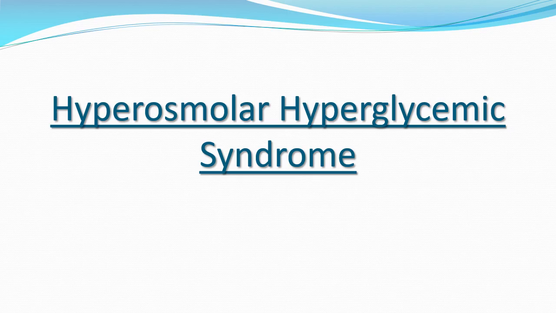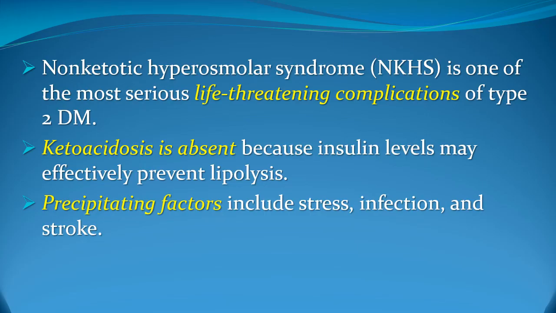Now we come to the item of hyperosmolar hyperglycemic syndrome. In type 1 diabetes, we mentioned that the most drastic metabolic decompensation is called diabetic ketoacidosis. The corresponding metabolic decompensation which occurs in type 2 diabetes is called non-ketotic hyperosmolar syndrome. And it is very crucial to recognize that ketosis is absent in non-ketotic hyperosmolar syndrome. The reason for this is that in type 1 diabetes, there is absolute insulin deficiency.